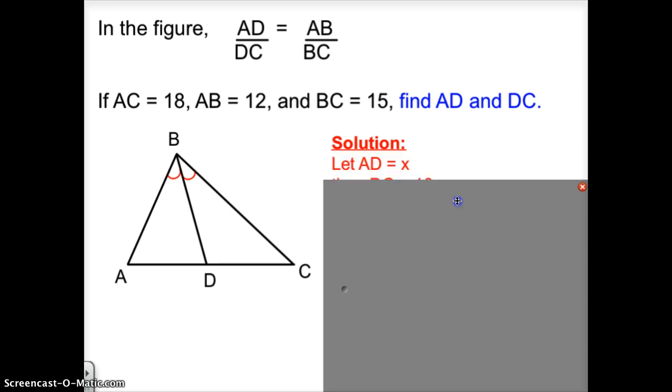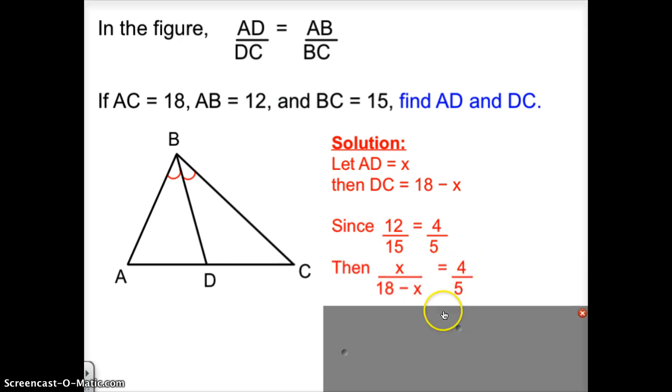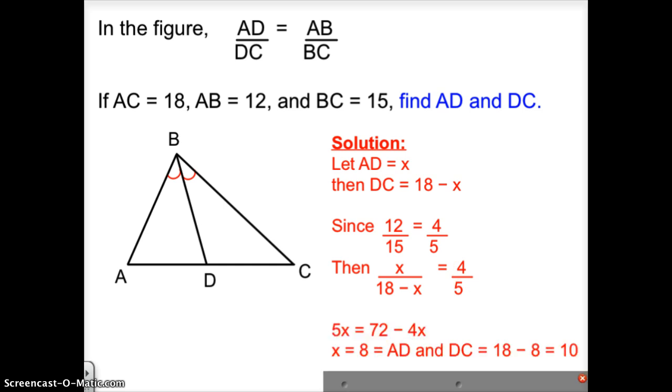In the solution, hopefully you said that AD was x, then DC would be 18 minus x. Since we know the ratio of 12 to 15 from the given information and the ratio above, we could then simplify that to 4/5. Given that the ratio of x and 18 minus x is the same as 4 to 5, we can cross multiply and solve to find that AD and DC are equal to 8 and 10.